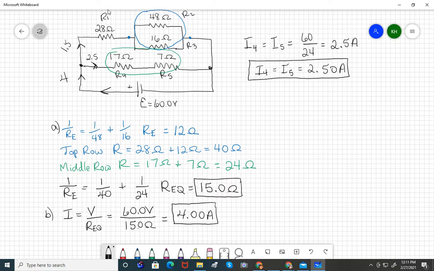But let's do it differently. Let's do the upper branch current by just saying, hey, the upper branch, if we go all the way across this upper branch, is also 60 volts. The equivalent resistance of the entire top row is 40 ohms. And yes, that does come out to be 1.5 amps. So we know there's 1.5 amps going through the top row. All right, that tells me that I know what I1 is.